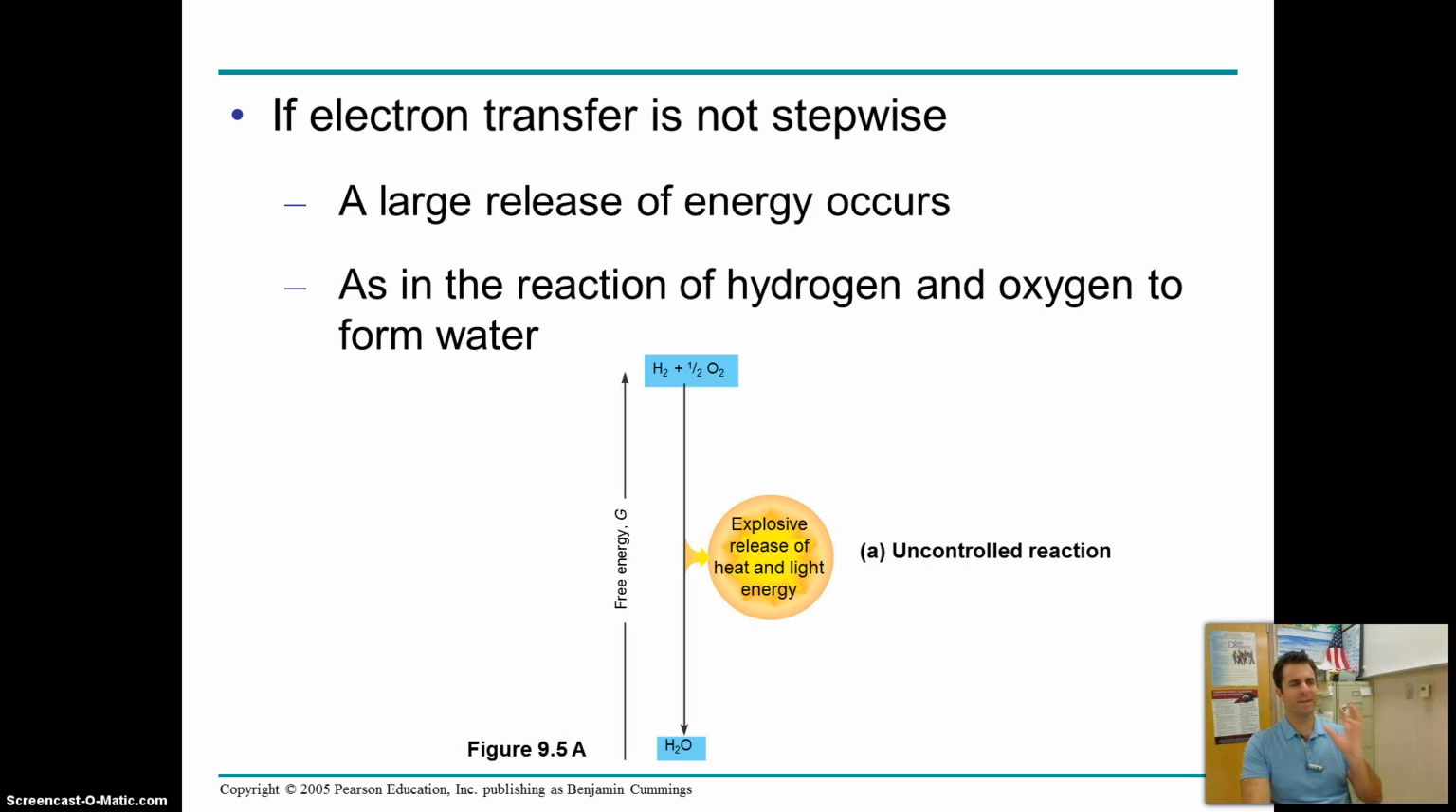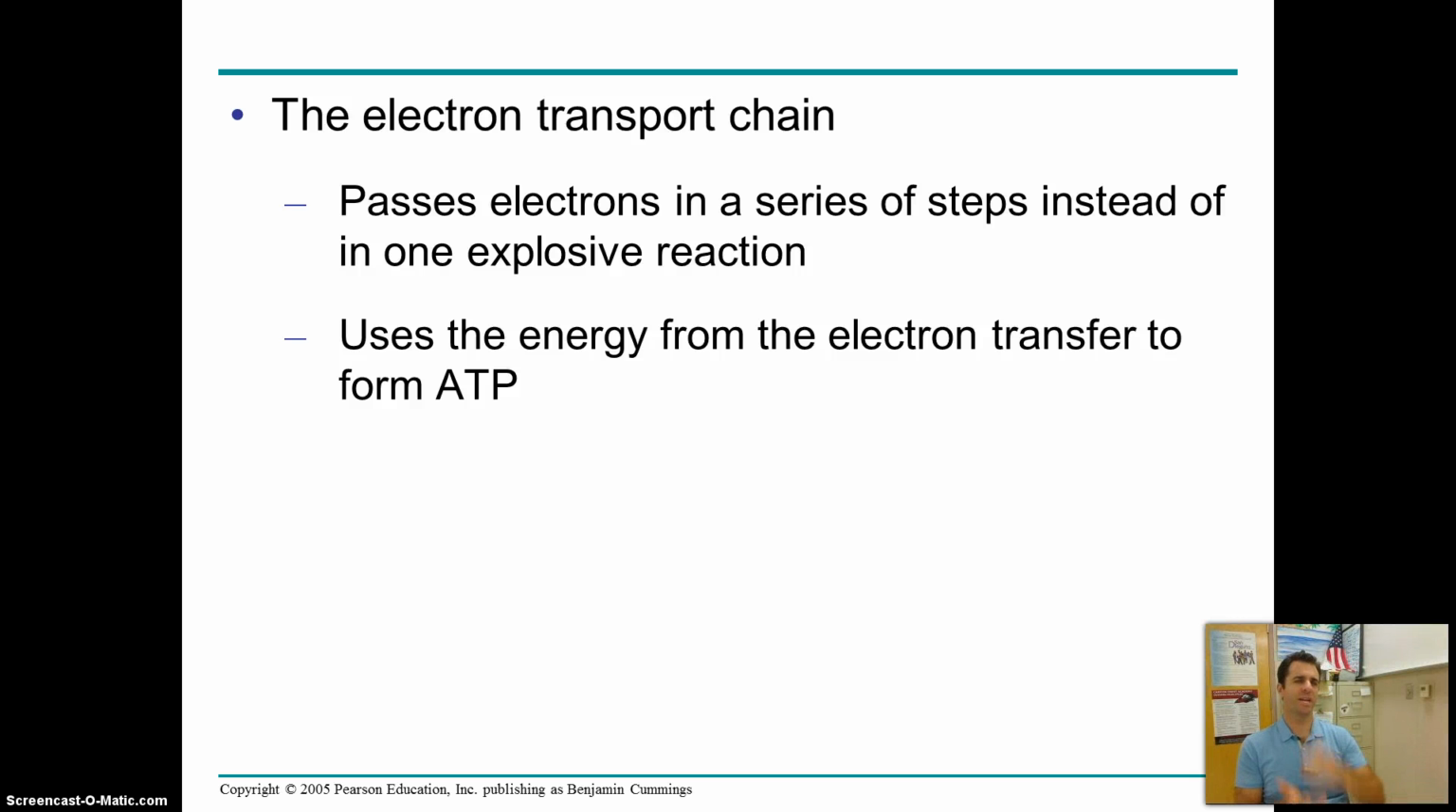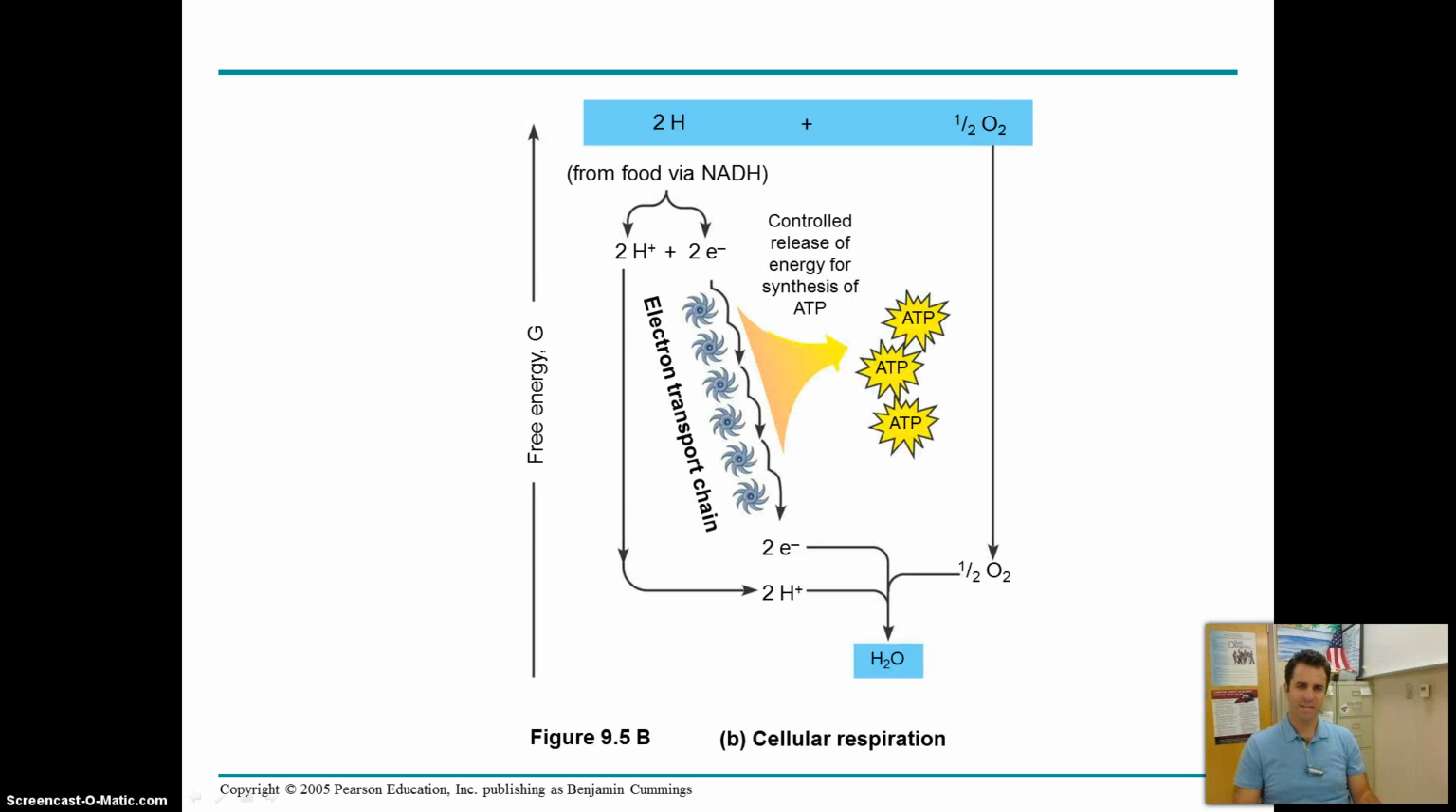So it's really important, when we get to the electron transport chain, and in general when energy is transformed or passed from one thing to the other, that it's very slow, stepwise reactions. If we do it all at once, we get a very explosive amount of energy released, as in the reaction of hydrogen and oxygen to form water. That's an explosive reaction, or the atomic bomb in the same way. So the electron transport chain is a sequential passage of electrons in small steps. So instead of one explosive reaction, we have very small releases of energy that can be used to form ATP. And here we see this representation of the electron transport chain.